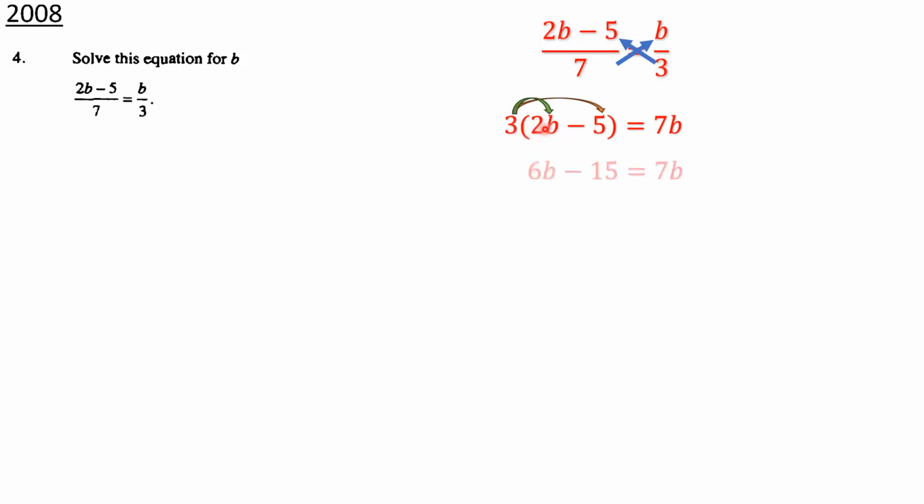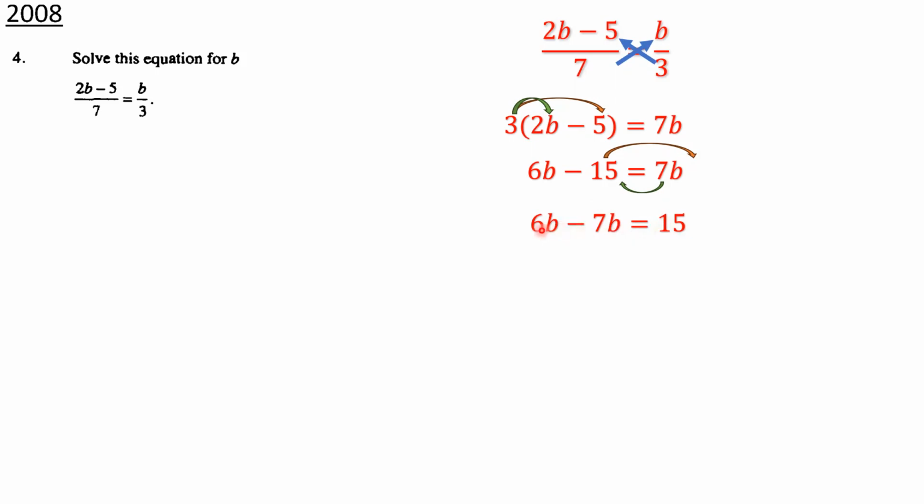3 times 2b is definitely going to be 6b, and 3 times 5 is going to be 15. And we have the 7b here because 7 times b. We're going to send over the negative 15, which becomes a positive 15. We're going to send over the positive 7b, which becomes a negative 7b. And so now we have 6b minus 7b equals positive 15.